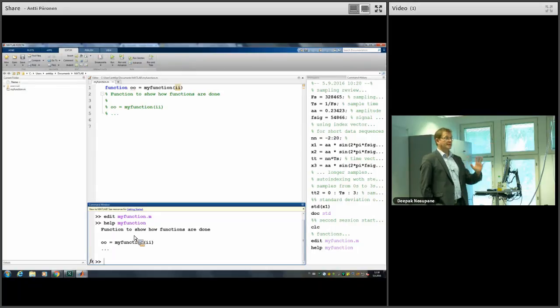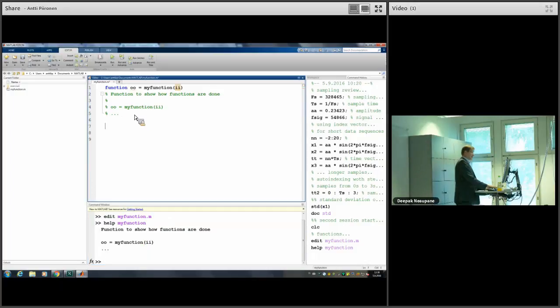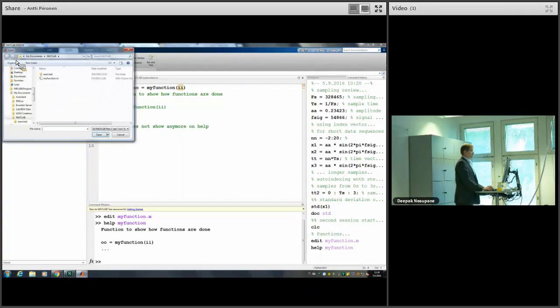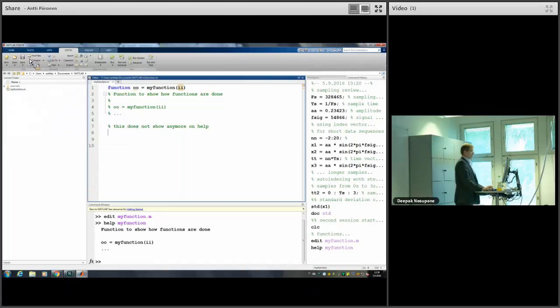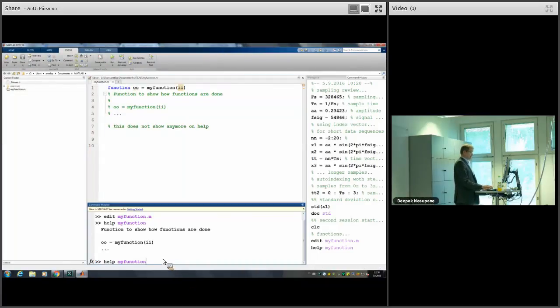So whatever you want that help to give you back, you just write it as the first block of the comments. But if you have an empty line in between, it doesn't do anything for the help. It's only the first block of these commented lines.